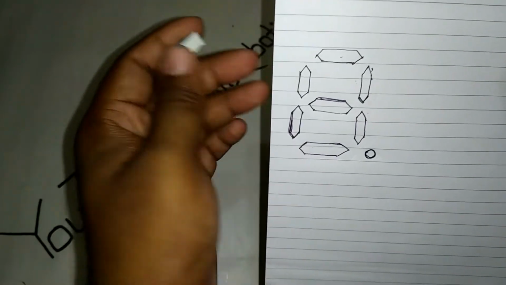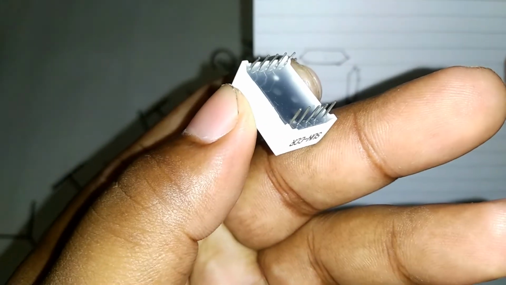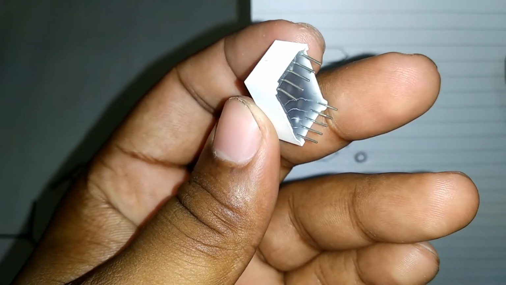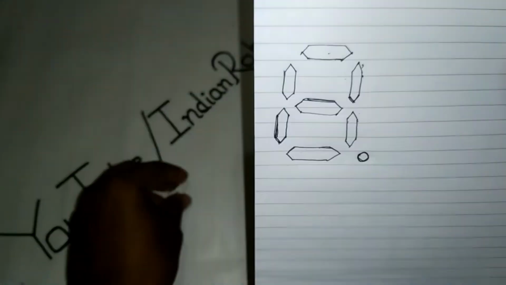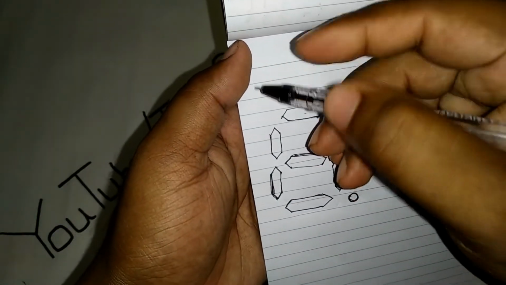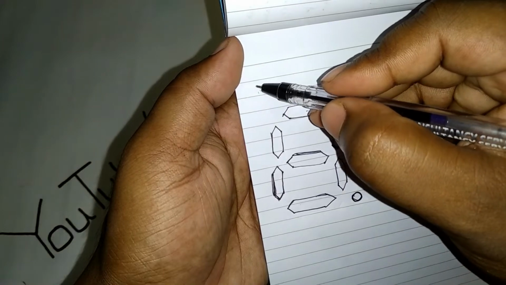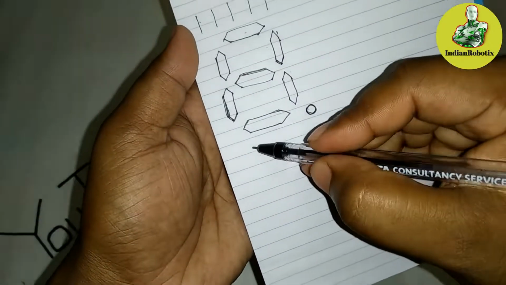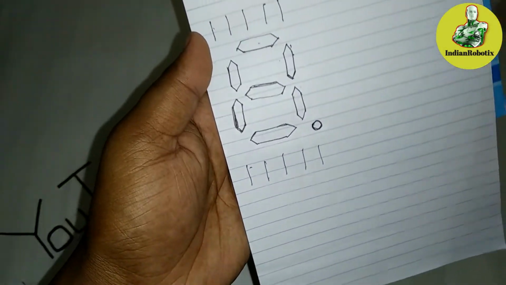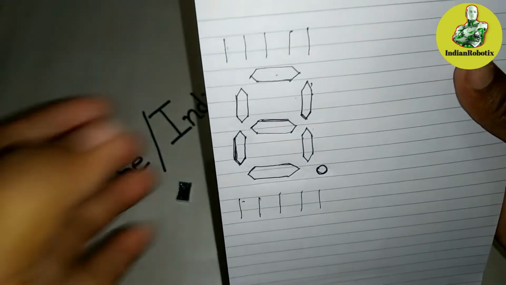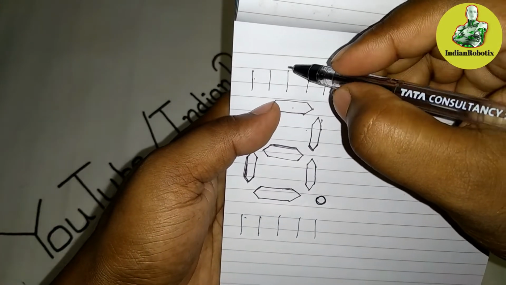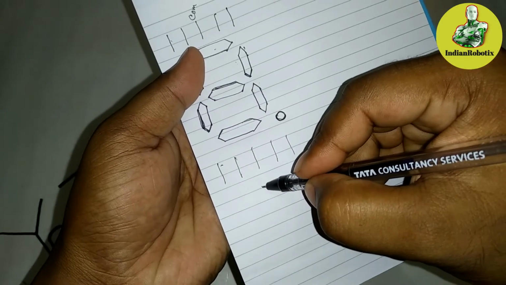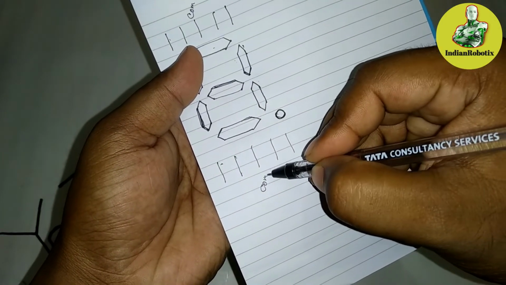And here you can see 10 input pins are present. Okay, so each side has 5 pins. Among them, the middle pins are common, meaning the negative pin or anode.